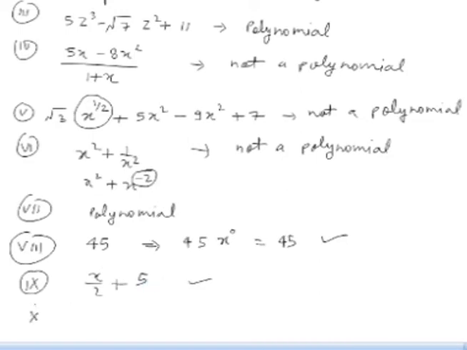And question number 10, 7x to the power minus 2 plus x to the power minus 1 plus 8. Here in this expression, the power of x is minus 2, and here the power of x is minus 1. So both are negative. The powers are negative, so this is also not a polynomial.